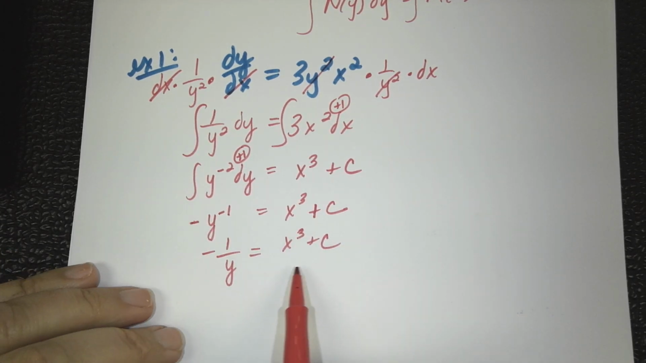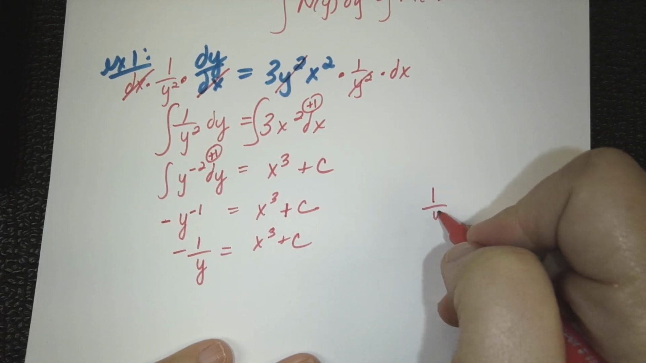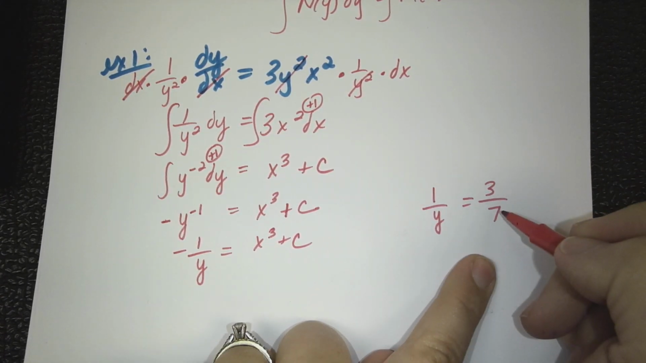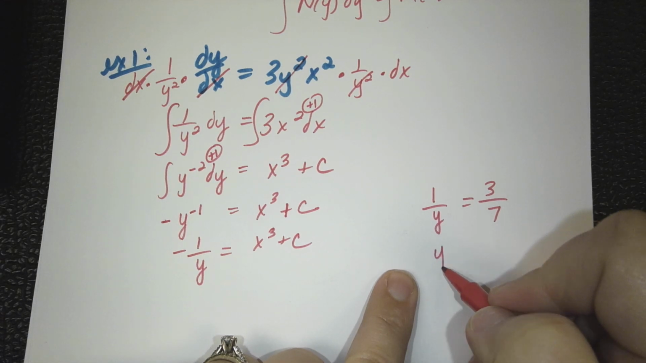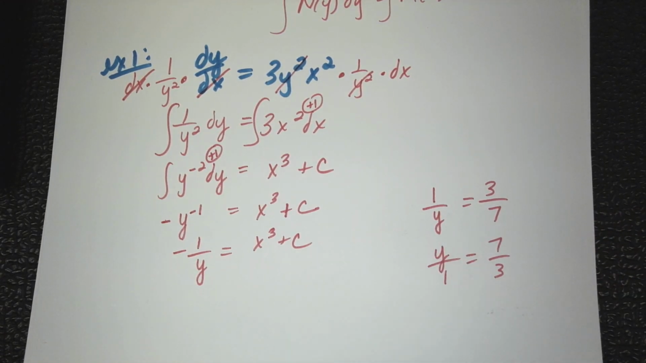I don't know if everybody knows a trick of stuff. Maybe you don't. Or I was showing the other class. They're like, huh? You do know if you have 1 over y equaling another fraction on this side, that's the same as y over 1 equals 7 over 3, right? Yeah. It's just the flip.